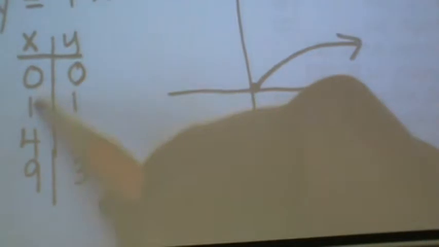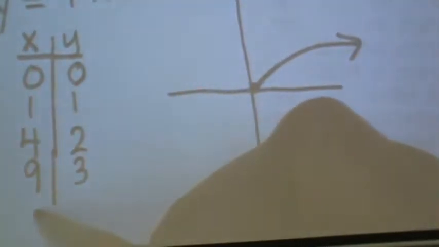These are called transformations. What does it do? Do you remember what this does right here? It shifts it left or right. It's going to shift it right 2 units. Well, do you know what you do to your graph when you shift something right 2? You take your x values and add 2.